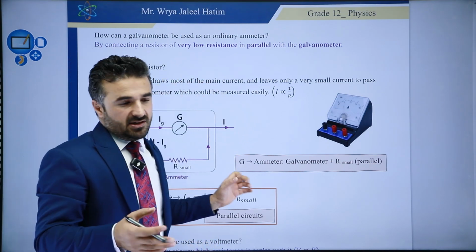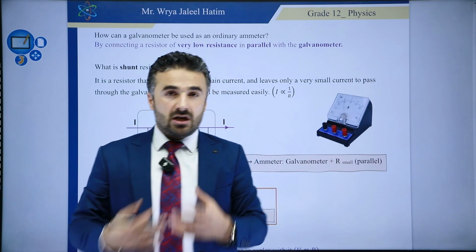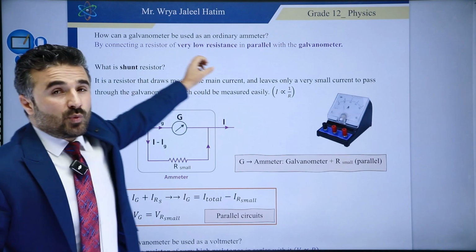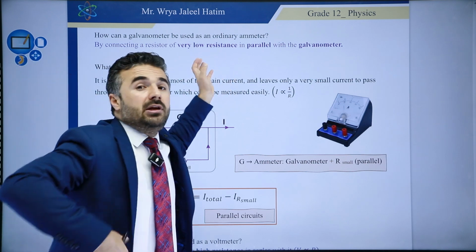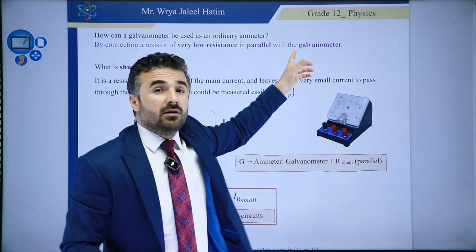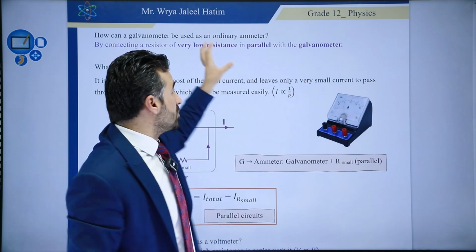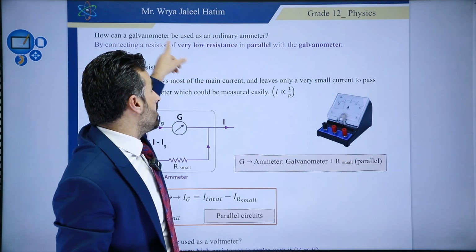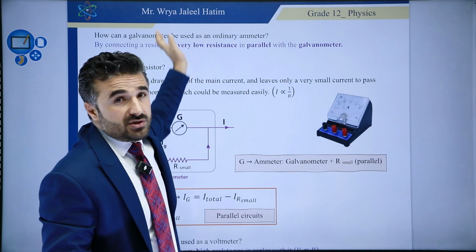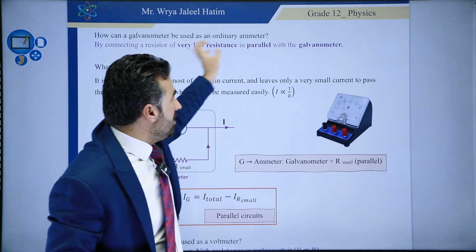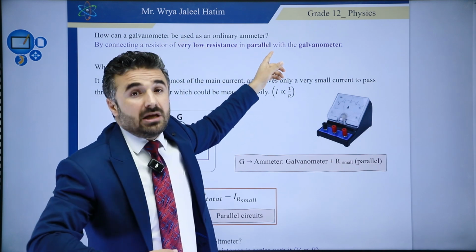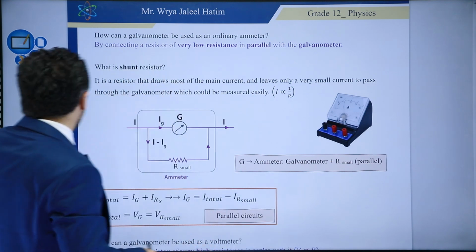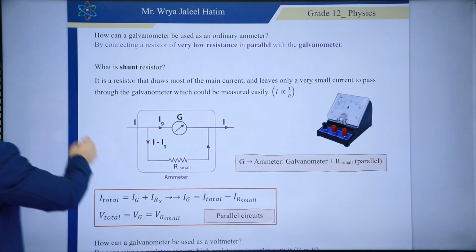The question you will be asked is this: how can we convert or use a galvanometer as an ammeter? So your answer must be this: by connecting a resistor, a very low resistance, in parallel with a galvanometer, because these are where the confusion comes from. You have to be really careful whether the value of the resistor is very high or very low. That is one. And then second, should it be connected in parallel or in series? And of course, it has to be in parallel. I'll tell you the reason why in a second.